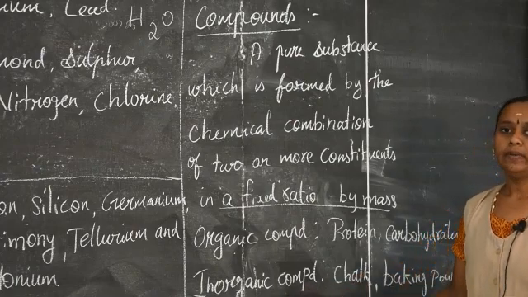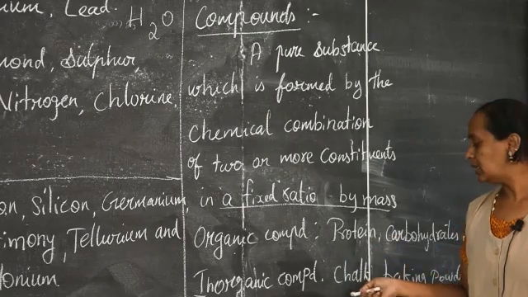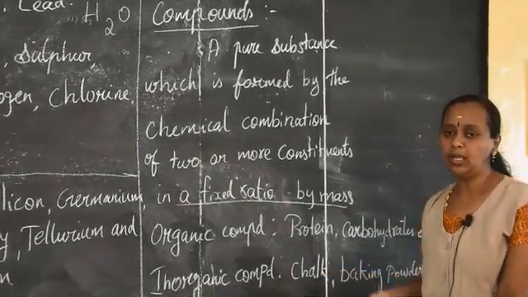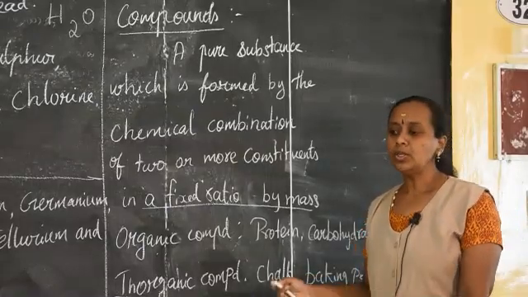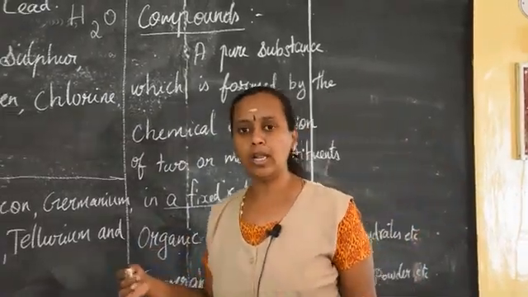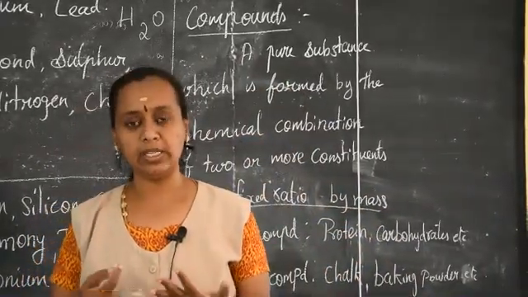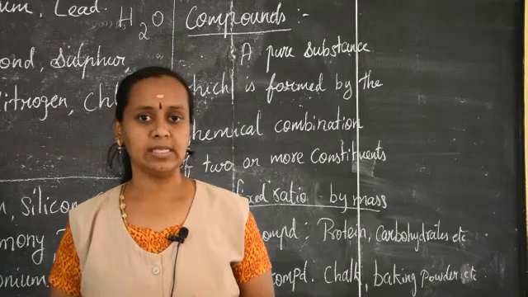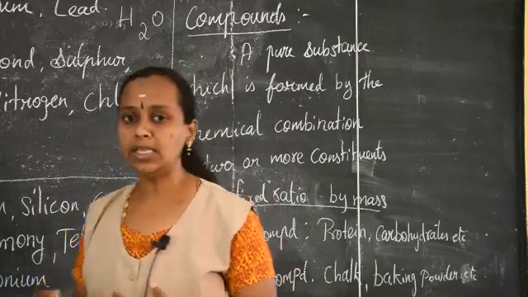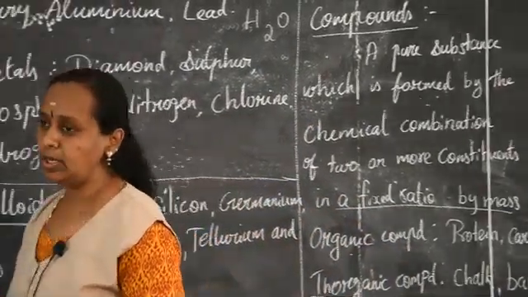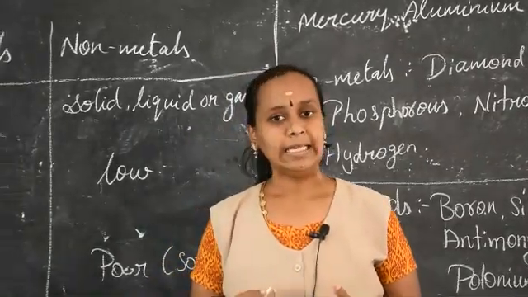Inorganic compounds can be prepared in the laboratories. Examples we can say are chalk and baking powder. Not only these things, we prepare so many things in the laboratory. All these organic and inorganic compounds can exist in the 3 states of matter. They may be solid, liquid or gas. So they can be available in all 3 states of matter. Let us see what compounds are in the solid state, what compounds are in the liquid state, and what compounds are in the gas state.